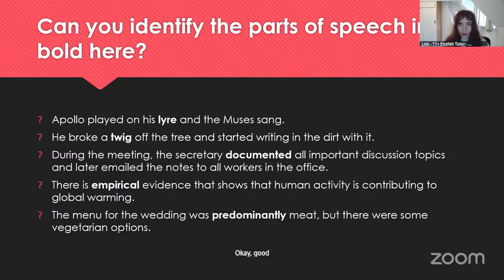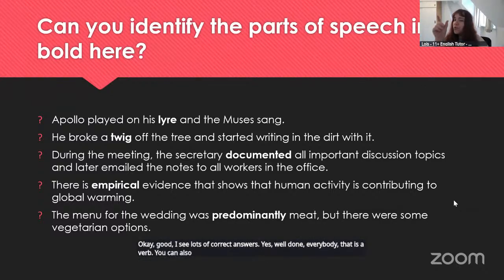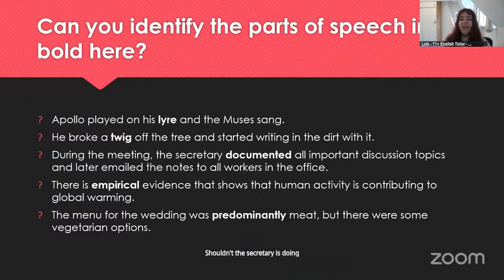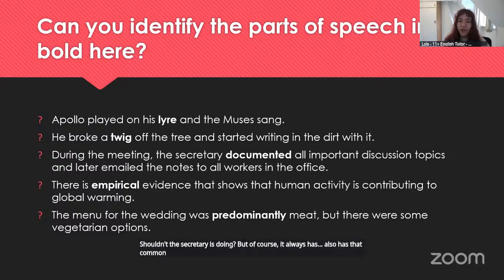Okay, good. I see lots of correct answers. Yes, well done, everybody. That is a verb. You can also tell because, of course, it comes right after the noun. It's the action that the secretary is doing. But of course, it also has that common -ed past tense verb ending.